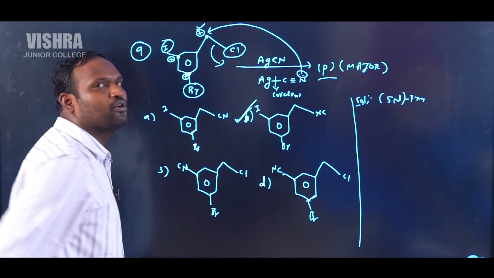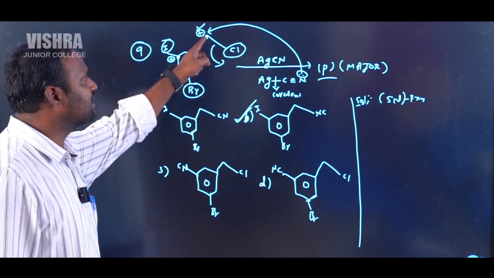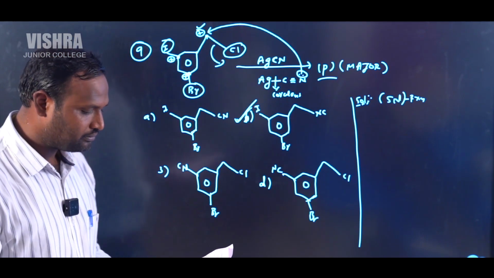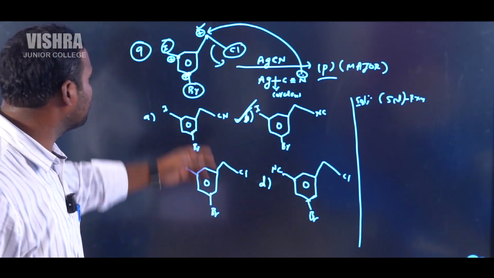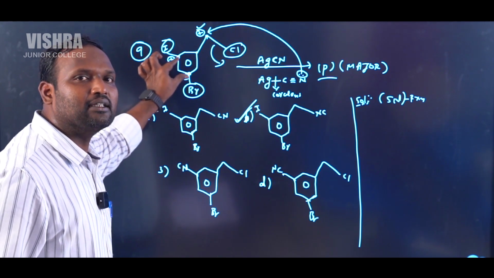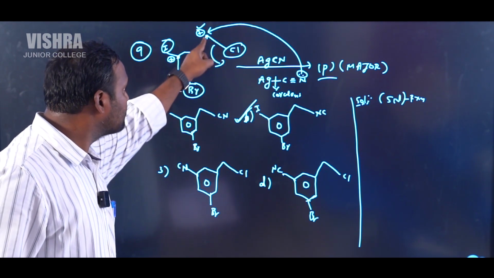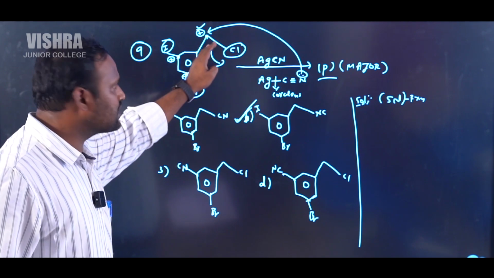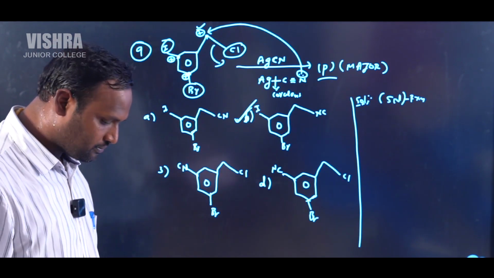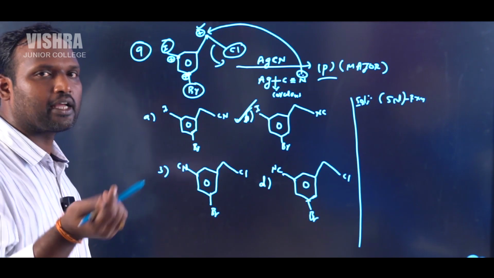So the benzyl carbocation is more stable. That's why substitution takes place at the benzylic carbon. So it gives the second option. The second option is correct. We can't replace iodine and bromine because both are bonded to the ring. But in this case, chlorine is bonded to the benzyl carbon. Benzyl carbocations are more stable than aryl carbocations.